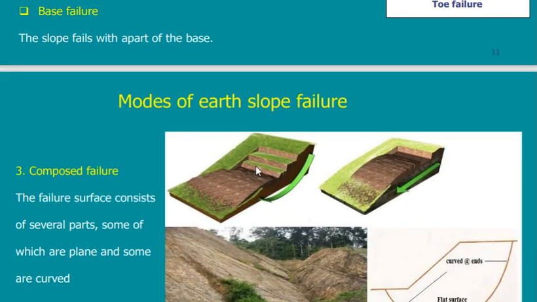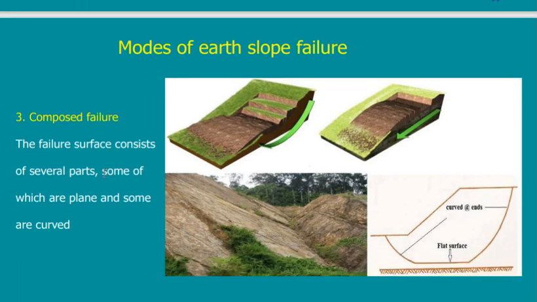What about the normal case? It is composite failure. It is composed of all types, as you see here. Part is curved, part is flat. Part here maybe in the other direction. You will find a combination of all things happening together. How can I solve it?